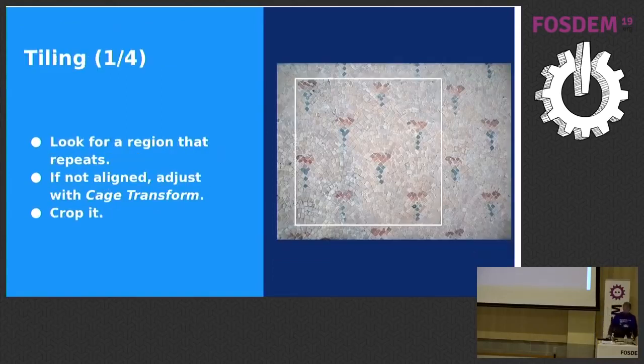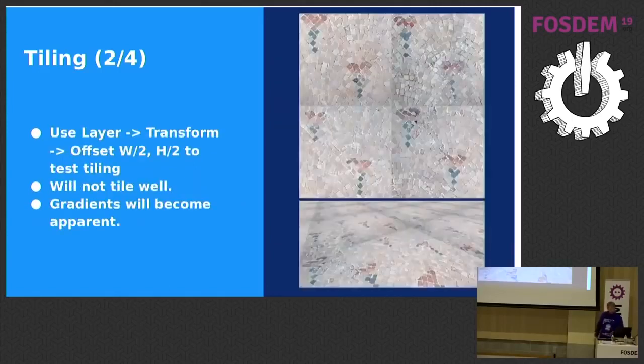So you first have to look for a region that can tile. Usually most textures have a region that could be nice for tiling. In this example, it's kind of obvious where it can tile. Of course, if it's not totally aligned to a region, you can use Gauge Transform or Perspective Transform to align it to a box. Then you can crop it.